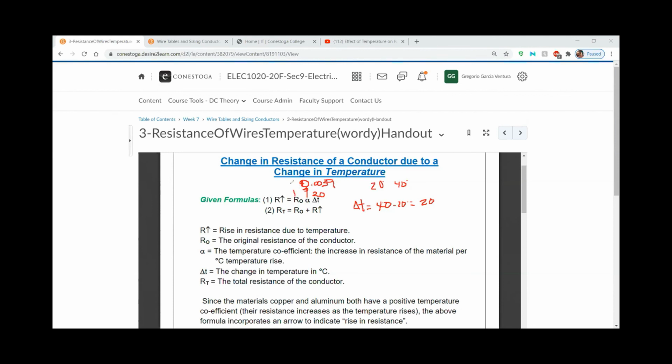And here, you would be using the original resistance of the conductor. Let's say the original resistance of the conductor was 2 ohms. If that was 2 ohms, and you want to see how much the resistance has increased with temperature, in that instance we would do the following. We would say, I have 2 times 0.0039 times 20. So my resistance has increased by 0.156 ohms.